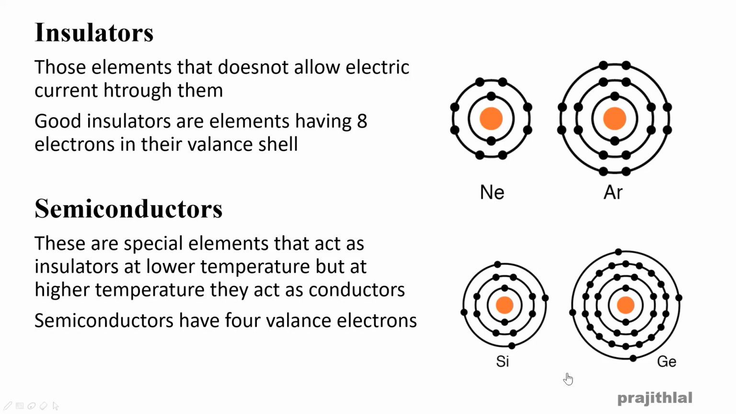The property of having 4 valence electrons is that at lower temperature they cannot lose these 4 valence electrons. As the temperature increases, the bonding between these valence electrons and the atom reduces, and they will be ready to give away electrons.